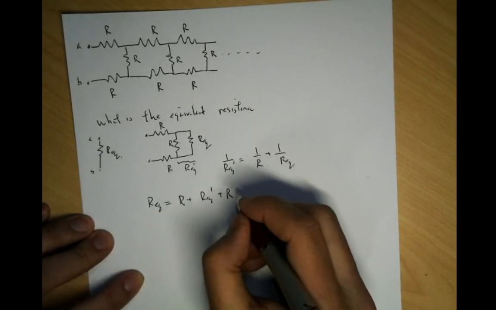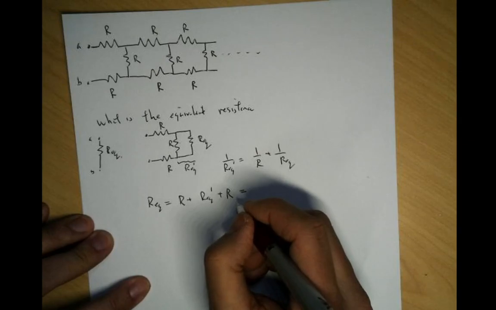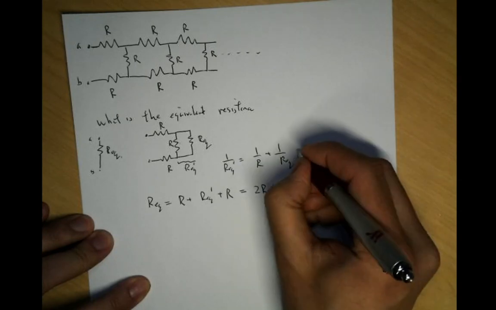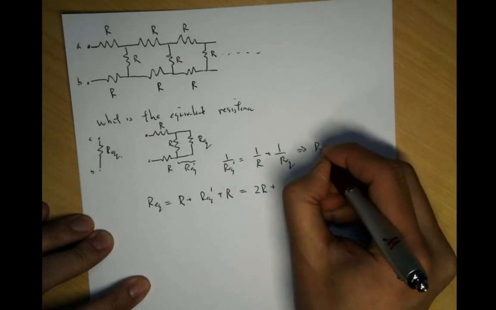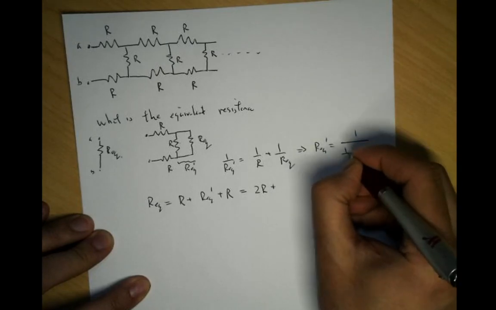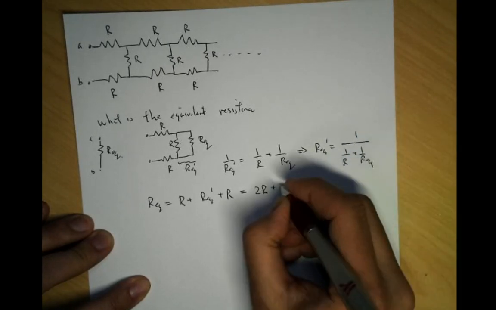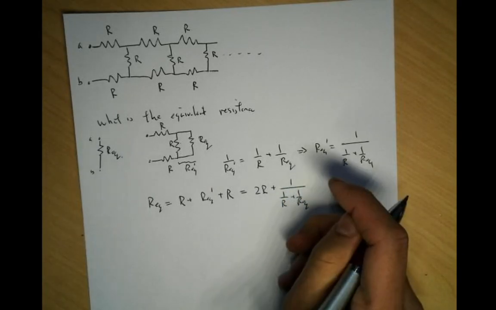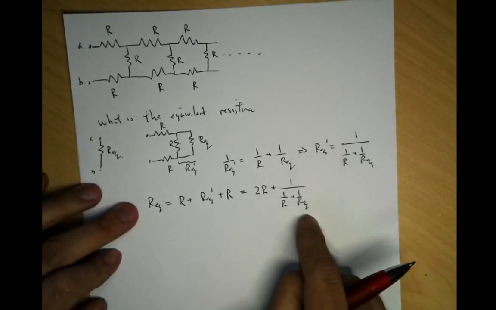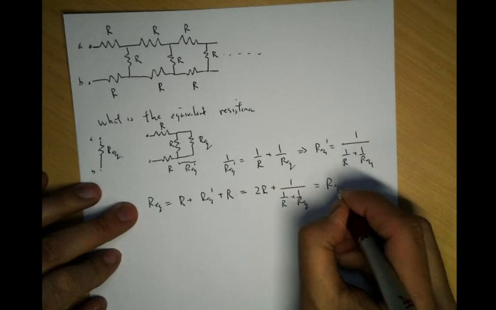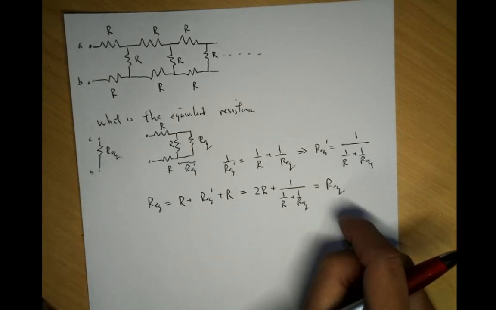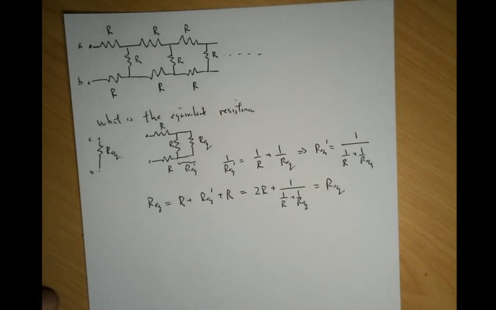Okay? And so, if I expand this thing out, this is 2R plus R equivalent prime, and R equivalent prime is equal to 1 over R plus 1 over R equivalent, all inverted. All right? And then this is equal to R equivalent on this side too. So it's equal to R equivalent, right? So this is the equation I need to look at in order to solve everything. All right? So let's stare at this for just a second.